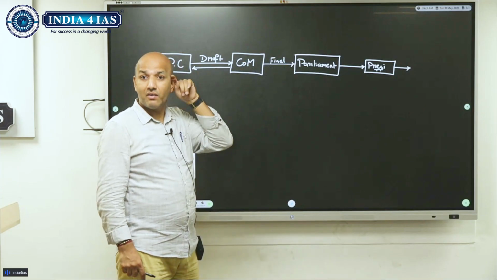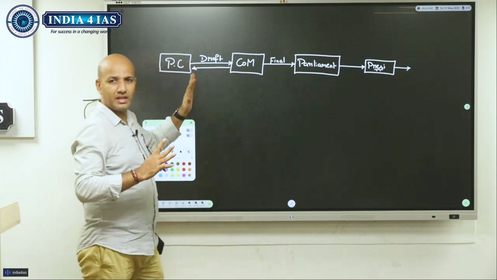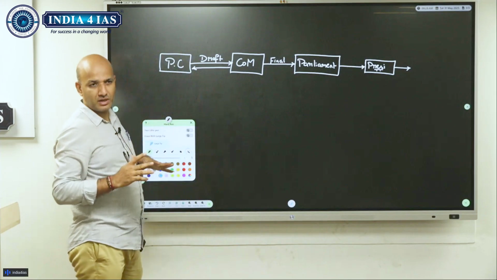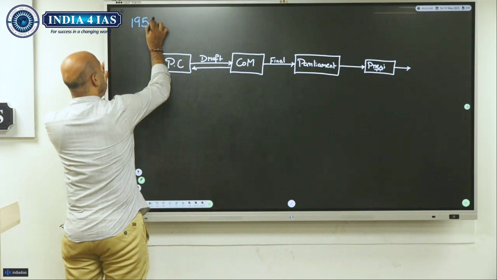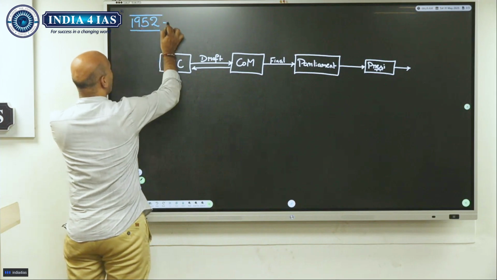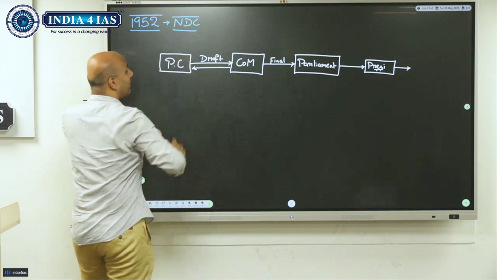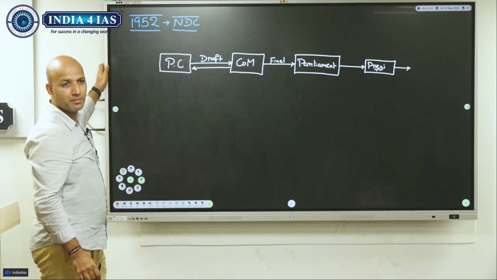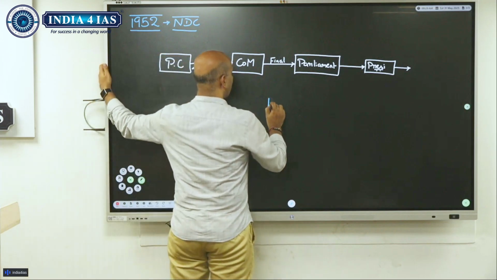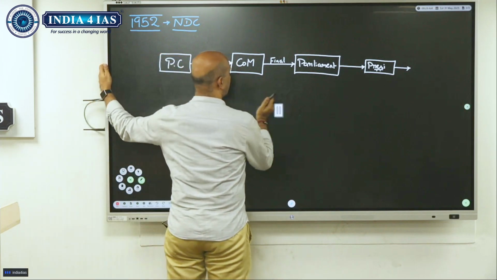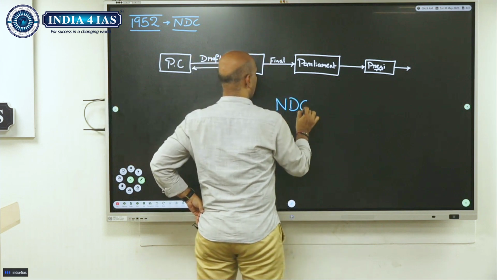They don't listen to the states, they don't take any suggestions. This was identified during the first five-year plan, and in 1952 they immediately took measures and came up with a body called NDC. NDC is the National Development Council. They set up a National Development Council.